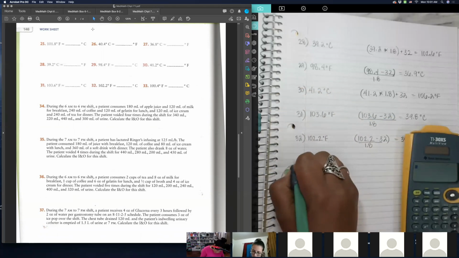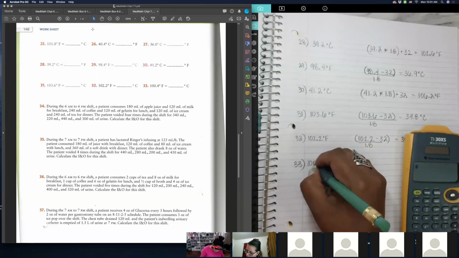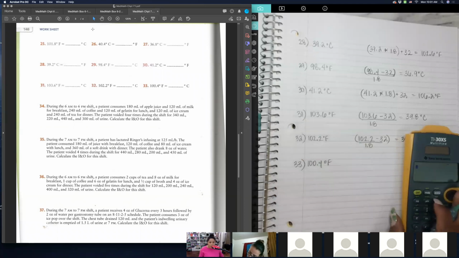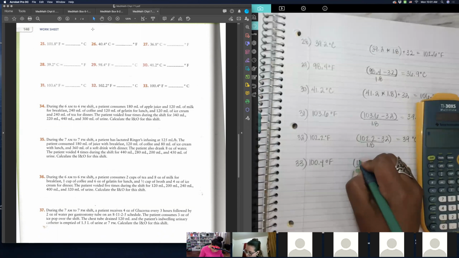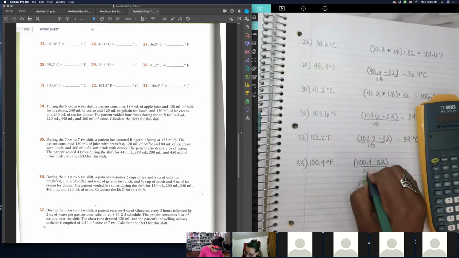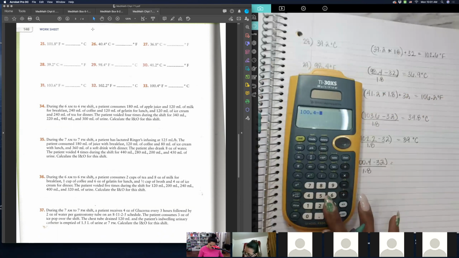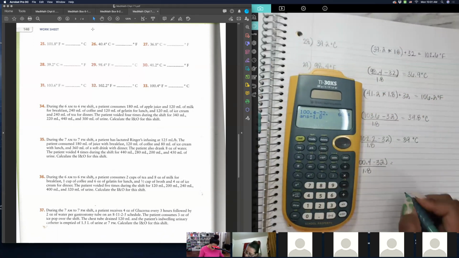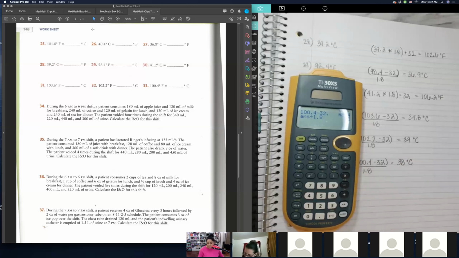Okay, 33 is 100.4 degrees Fahrenheit. Same thing, we're converting to Celsius. So 100.4 minus 32 over 1.8. 100.4, subtract 32, then divide by 1.8, and that's going to give us 38 degrees Celsius exactly.